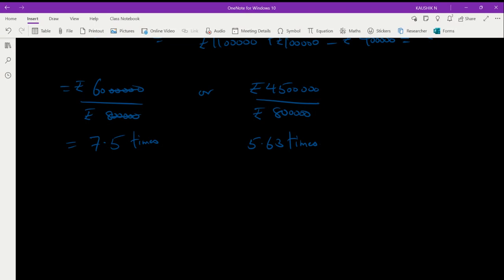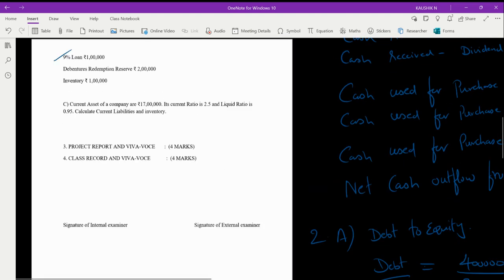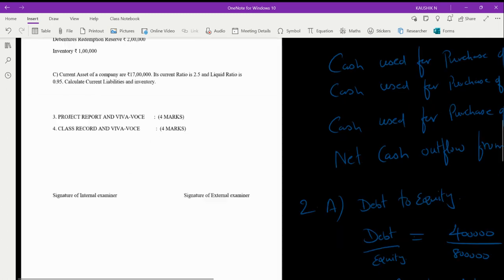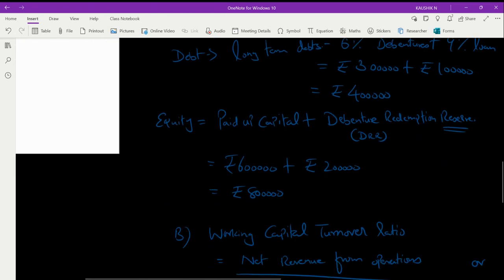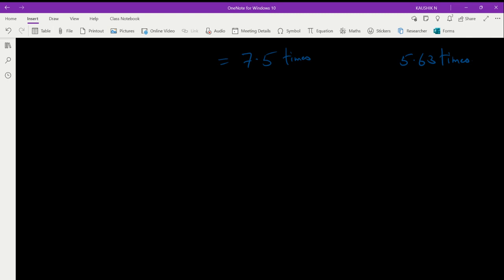We are going to come to the last segment of question 2, the third subdivision. The current asset of a company is given as rupees 17 lakhs, current ratio is given as 2.5, liquid ratio is given as 0.95. They are asking you to calculate current liability and inventory. Up to this, if you have any doubt please let me know before I go for the third question, C subdivision.